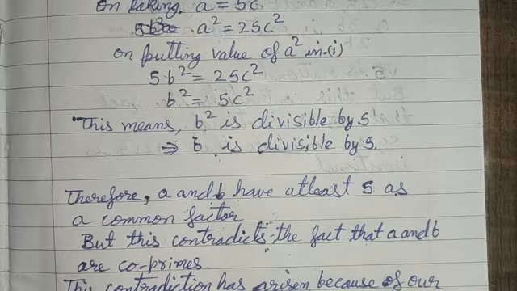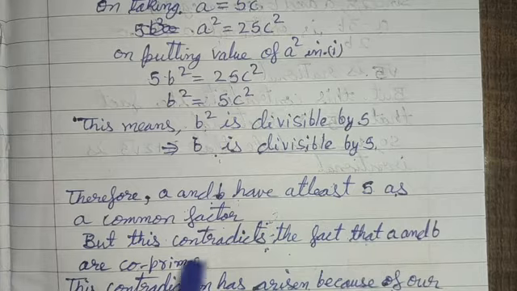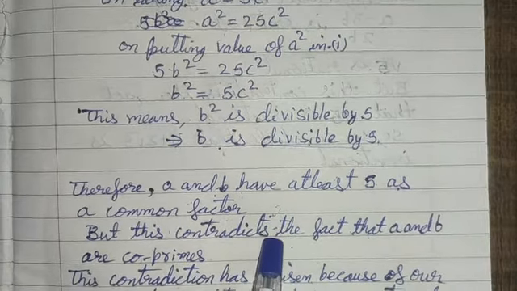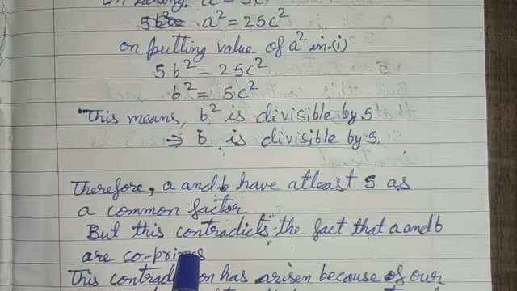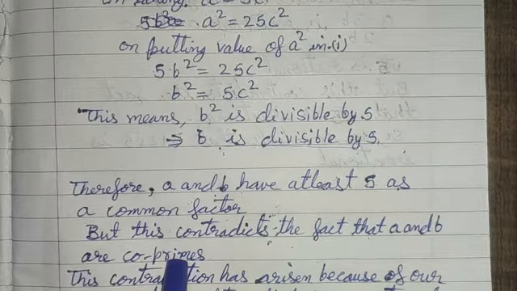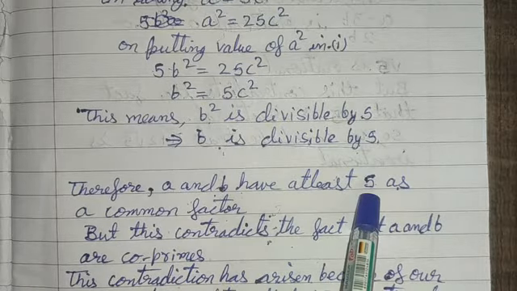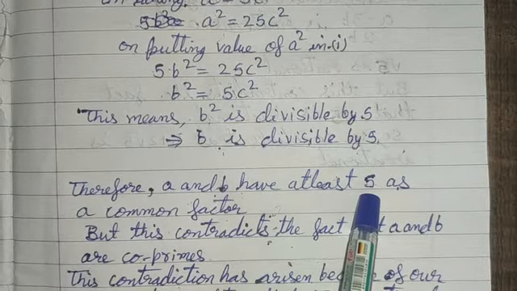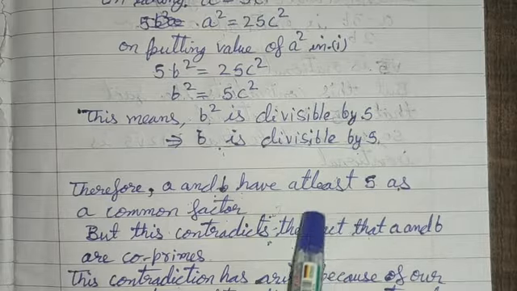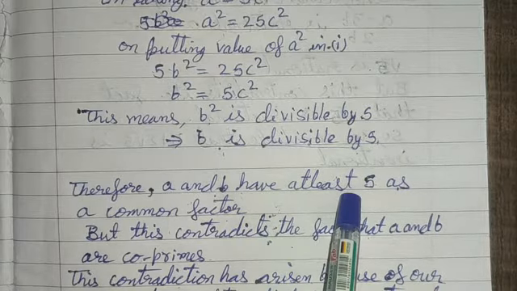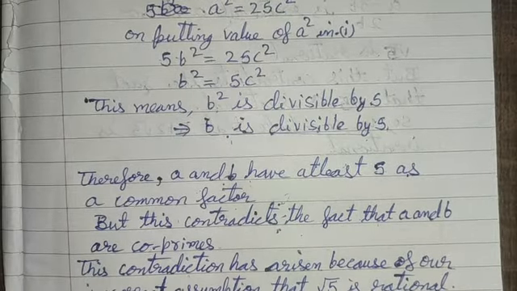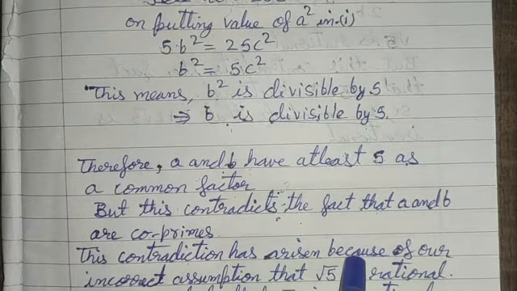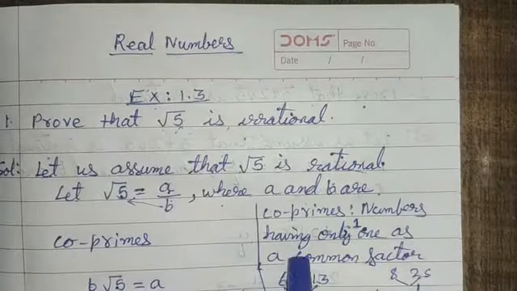But this contradicts the fact that a and b are co-primes. Earlier we have taken in the question that a and b are co-prime. Now if a and b are co-prime, then they cannot have a common factor except 1, but we are getting their common factor as 5. So this is contradicting the fact that a and b are co-primes.